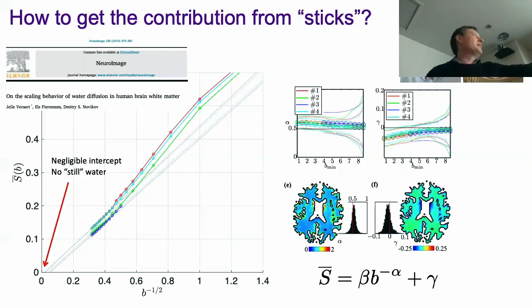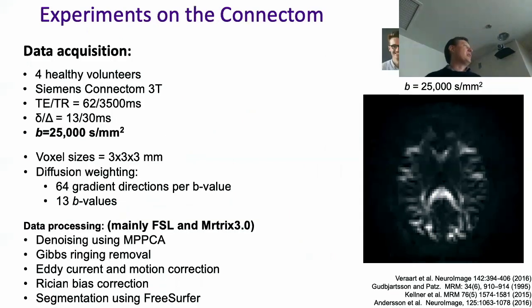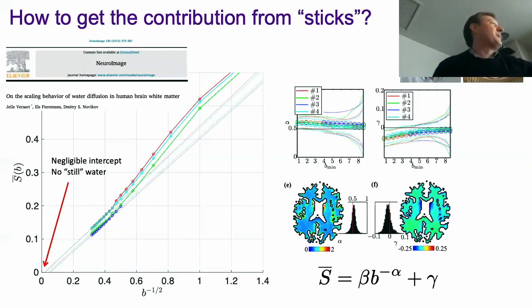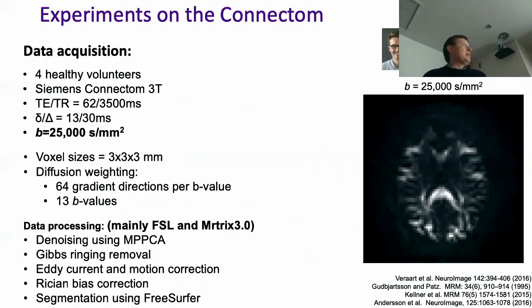Yeah, so this is actually published in NeuroImage just a few months ago. And we mapped this power law exponent. It's pretty uniform across all the white matter and practically no intercept, essentially 0. So, on to higher b values.